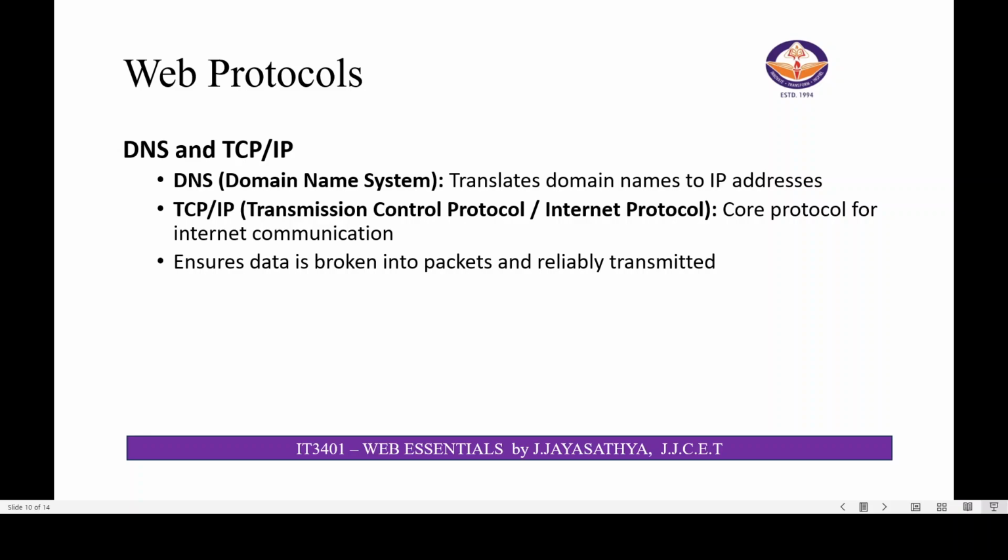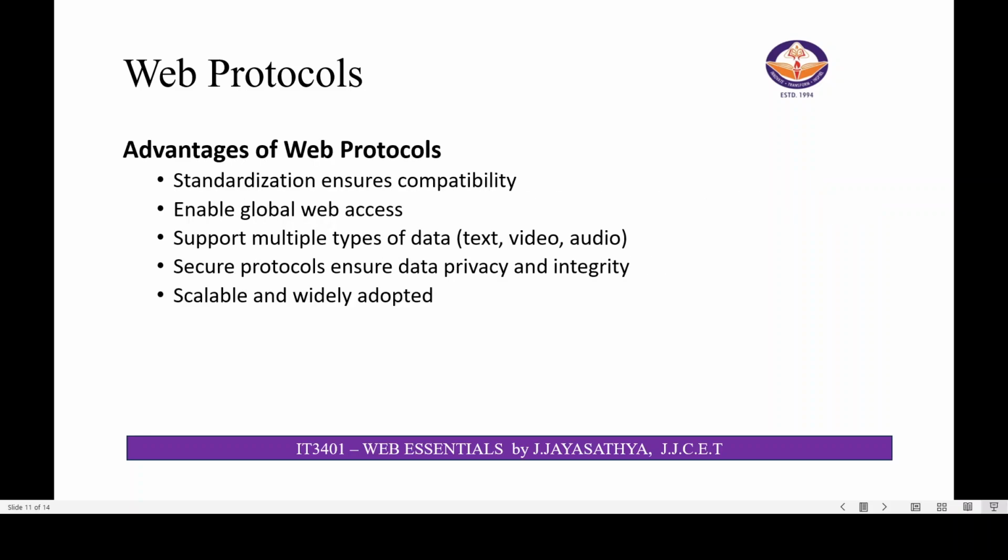For example, you send a message online. IP finds where to send it. TCP breaks it into small pieces, or packets, sends them, and puts them back together at the other end. If any pieces are missing or damaged, TCP resends them. It ensures the data is broken into packets and reliably transmitted.